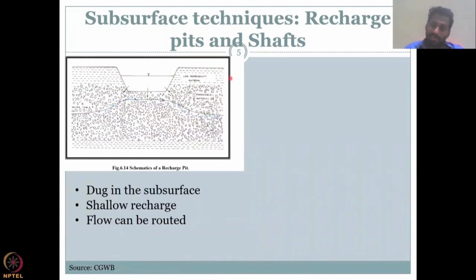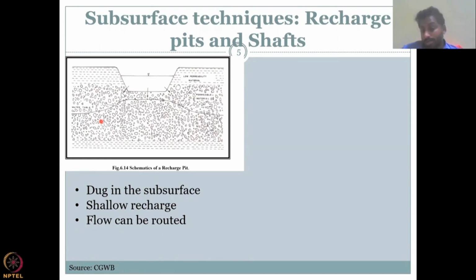These recharge pits are dug in the subsurface. It is for shallow recharge, not for the deep aquifer, because there's nothing to push water into the deep aquifer. However, if you maintain a very healthy shallow aquifer, sometimes there is movement from the shallow or unconfined aquifer into the deep aquifer, and that takes time, but still the movement can be possible.